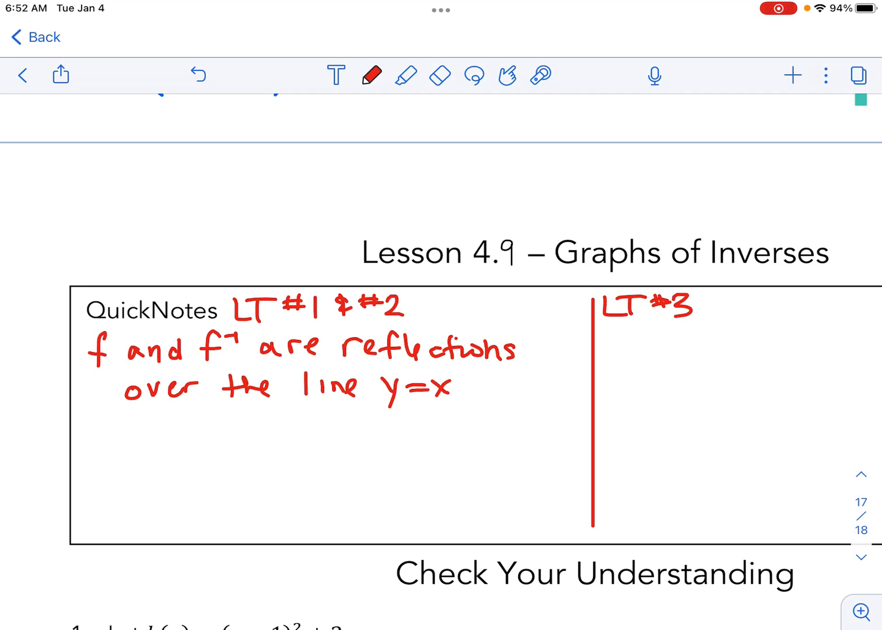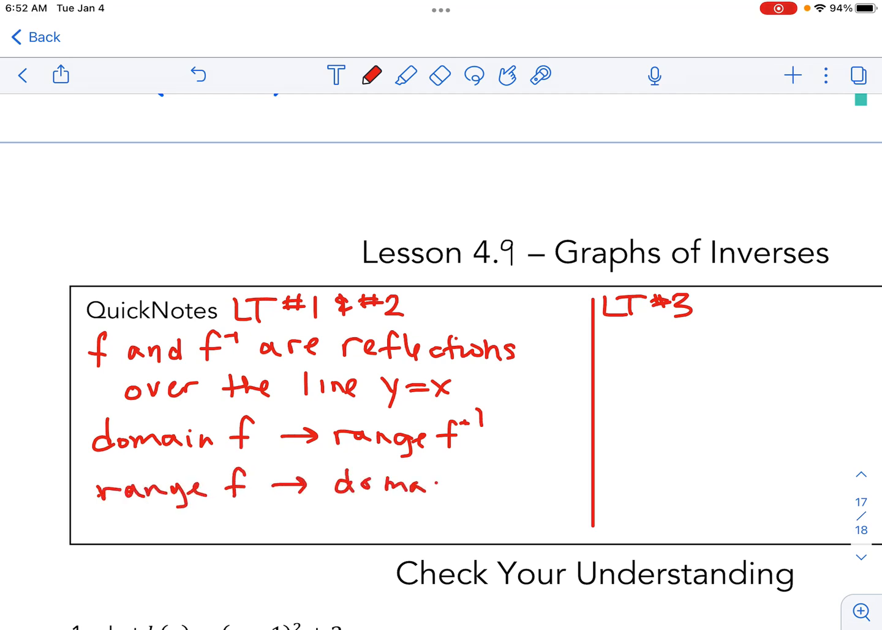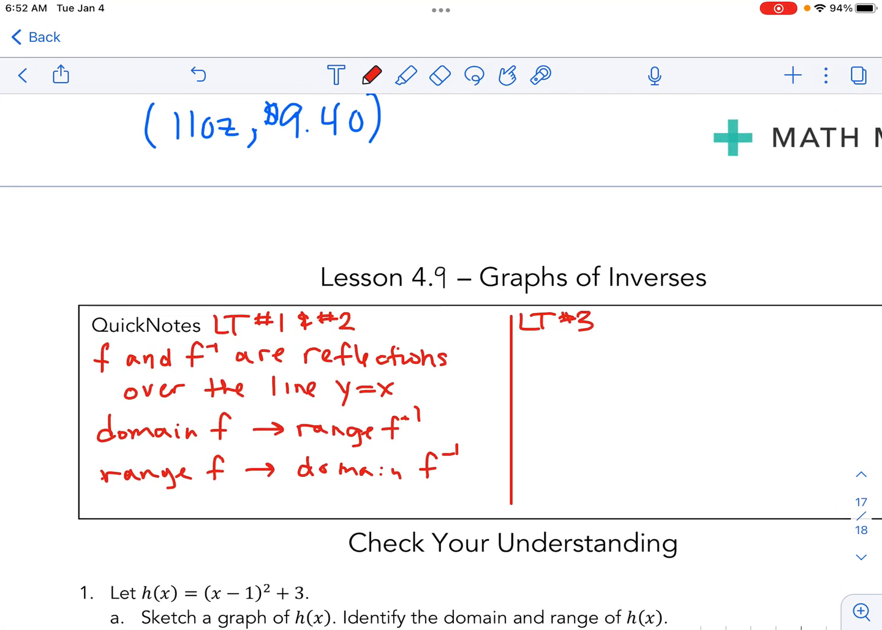And that means the domain and the range flip-flop, right? The x's and the y's flip-flop. So the domain of F becomes the range of F inverse. And vice versa, the range of F becomes the domain of the inverse. Okay, inputs and outputs switch is basically what we're saying here.